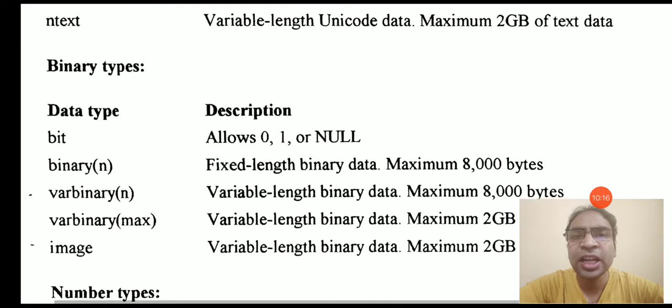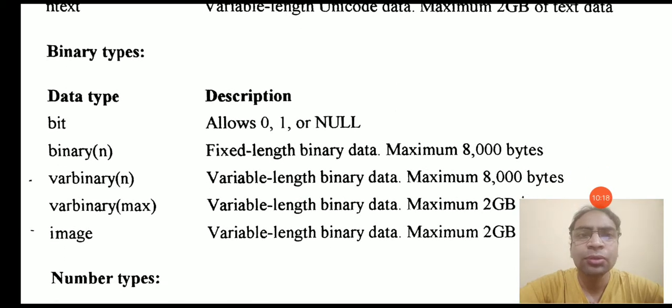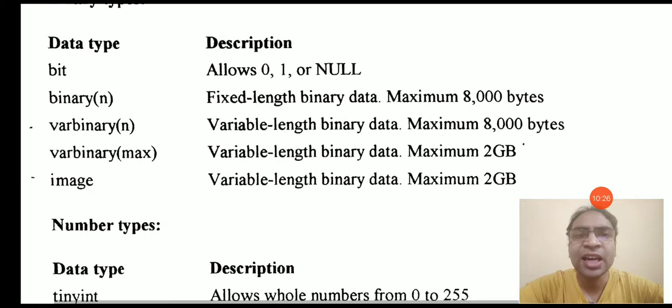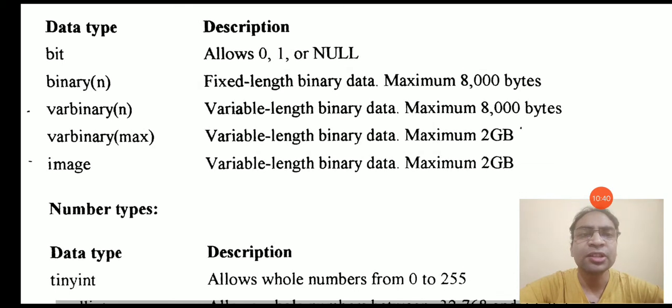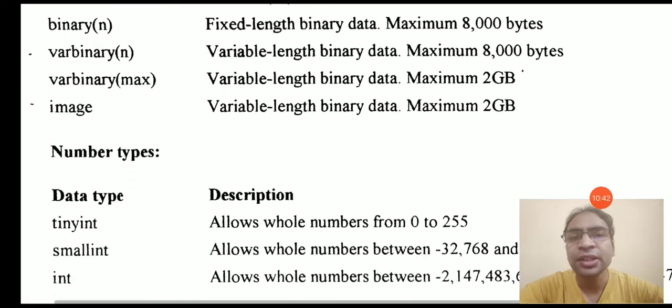Then binary data types, we have bit, that allows to store bits 0, 1 or null. We have three options in this. Binary data with fixed length, maximum 8000 bytes. Varbinary with variable length of the binary data, maximum of 8000 bytes. Varbinary max, that is variable length binary data, maximum of 2 GB size of the data. Then we can also use image data type to store maximum of 2 GB binary data.